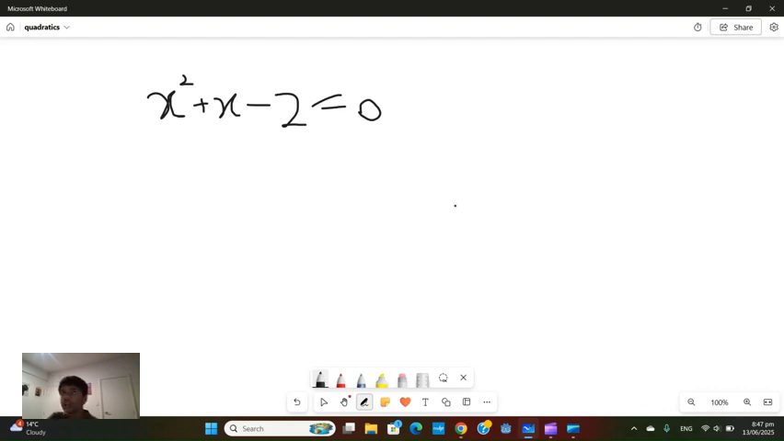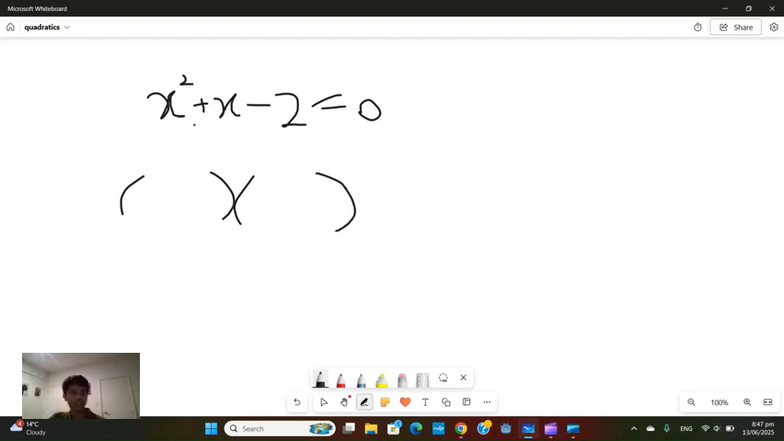So how are we to solve this? That is the question. So how are you going to solve this? There's two methods. I'm going to teach you first the factorizing method. So in the factorizing method, you basically just factorize it into these two brackets.